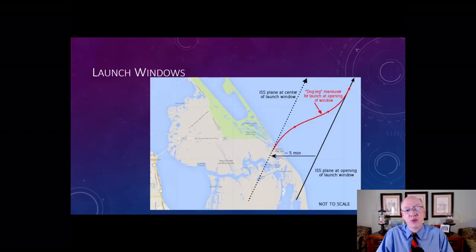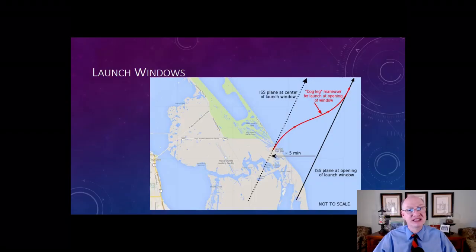So here's, for example, what happens with the International Space Station. Here's the orbit of the International Space Station. If you launch at the beginning of the launch window, typically the launch window for the space shuttle going up to the space station was about 5 or 10 minutes. Sometimes it was instantaneous. Sometimes they had to launch just as the orbit of the space station was right over Cape Canaveral. And if they didn't launch at that moment in time, they didn't have another opportunity.